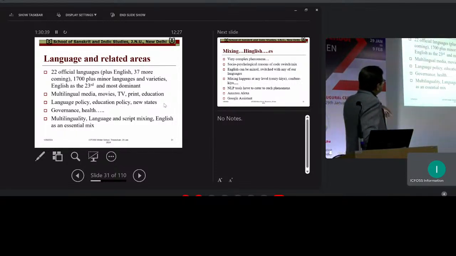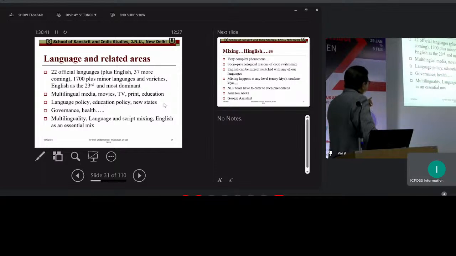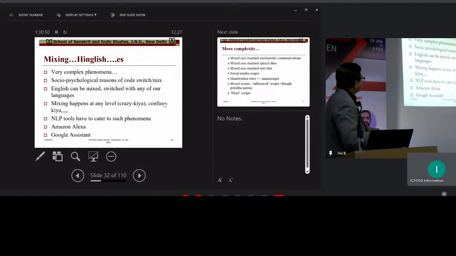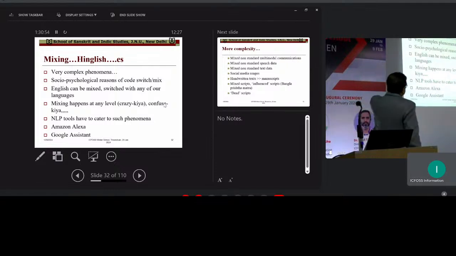And the multilingual media, movies, TV, language policy, education policy, government, health, all of this is important there. English is a very complex phenomenon. I already mentioned one basic point here, and English has to cater to this phenomenon.